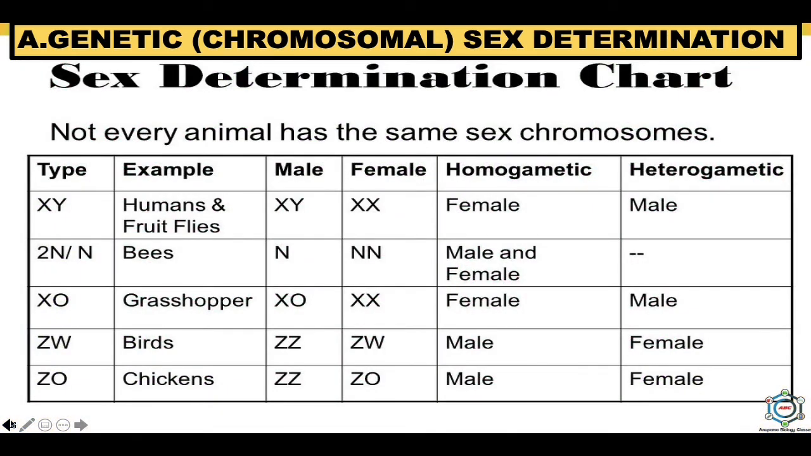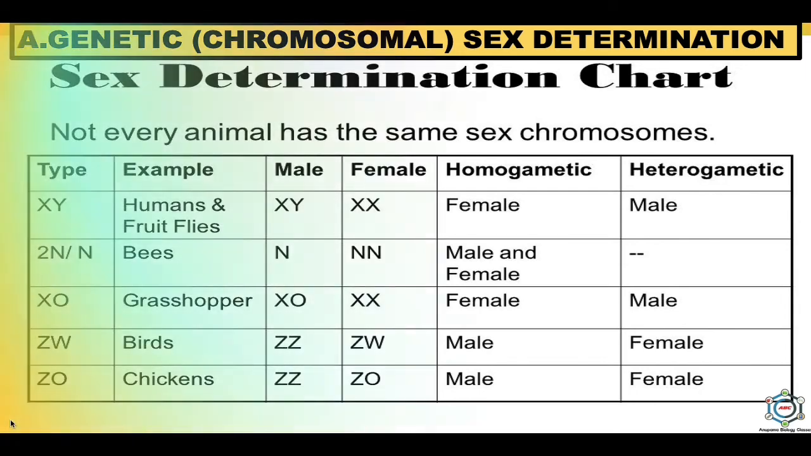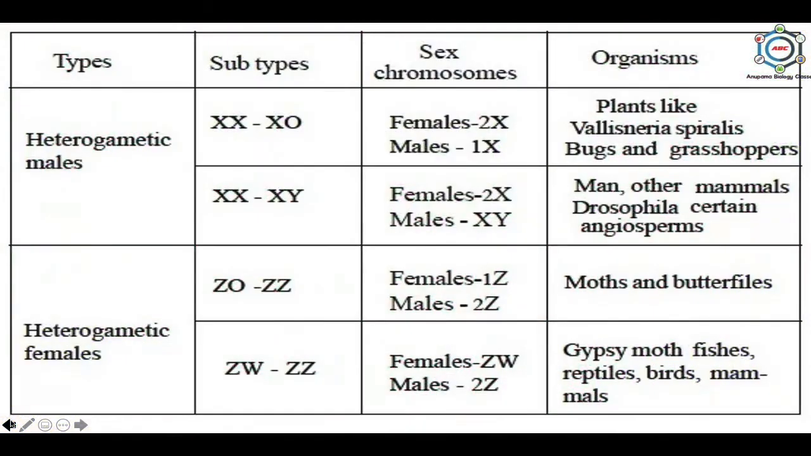So here you can see the sex determination chart, and every animal has different types of chromosomes. Type, example, male, female, homogametic and heterogametic are given below, and you can find out in which type who is homogametic and who is heterogametic. So here you can see there are two heterogametic males and two heterogametic females.